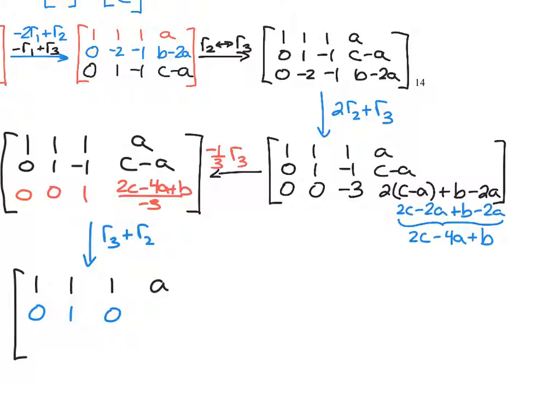So c minus a, I can write, instead of plus, I can write minus, and then the whole fraction, 2c minus 4a plus b all over 3. And then the bottom is going to be what it was, 0, 0, 1, and then all that stuff again. Here I think I might just negate the numerator just to clean it up a little bit. So 4a minus b minus 2c all over 3.